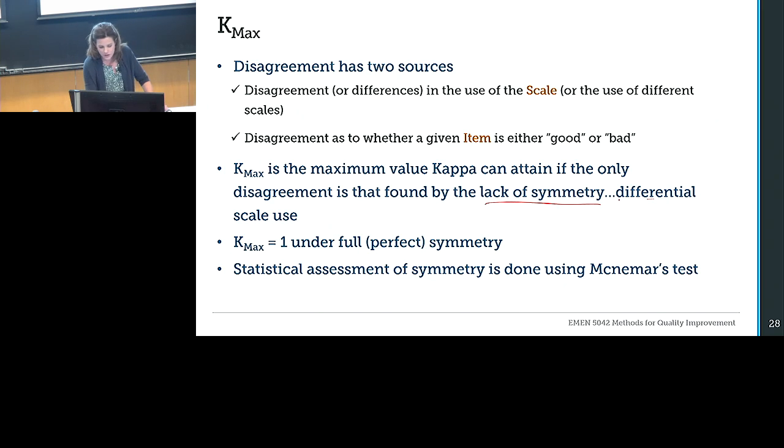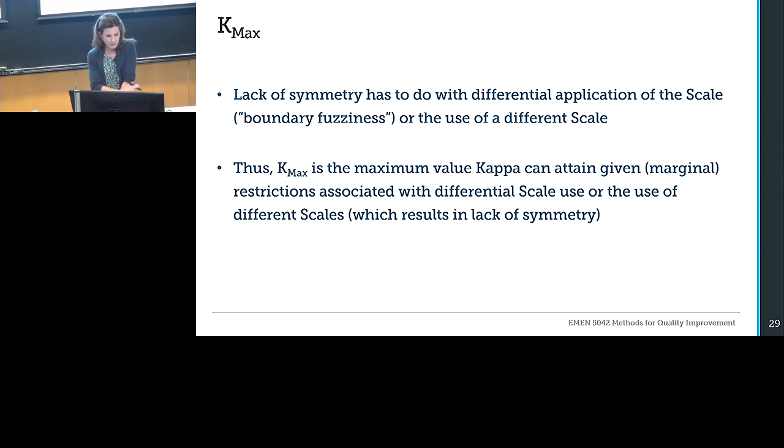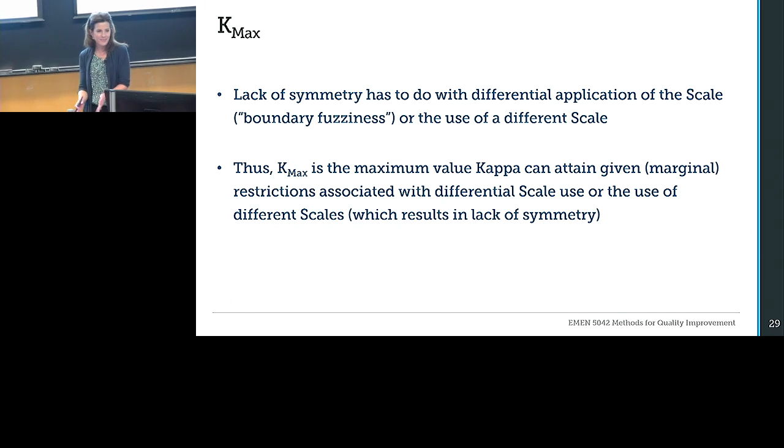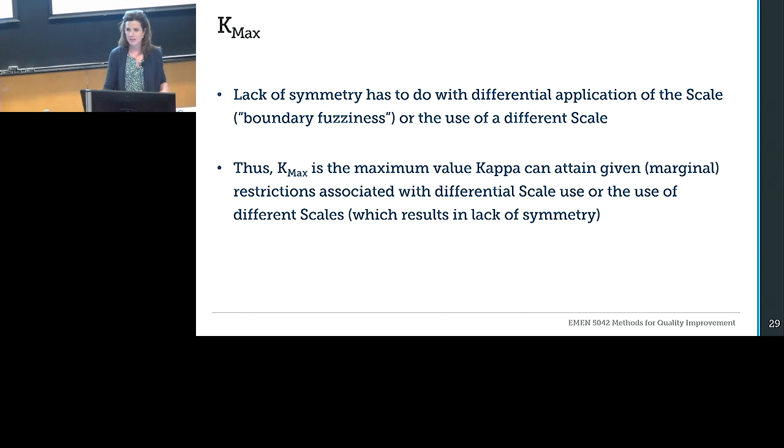Okay. So differential scale use: if we had perfect symmetry, everything turned out to be perfect, that means we'd have nothing in those B and C cells, right? We'd have perfect agreement. And statistical assessment of symmetry, of course, is going to be done using McNemar's test. And again, this lack of symmetry has to do with differential application of the scale or boundary fuzziness. What's the difference between a 1 and a 2, or a 2 and a 3, or 3 and a 4, right? Or what's the difference between okay and not okay?